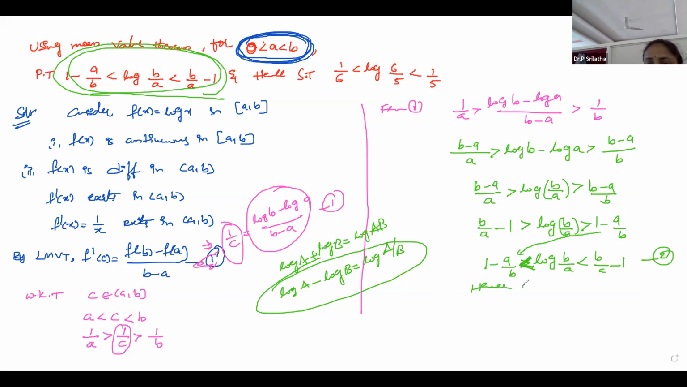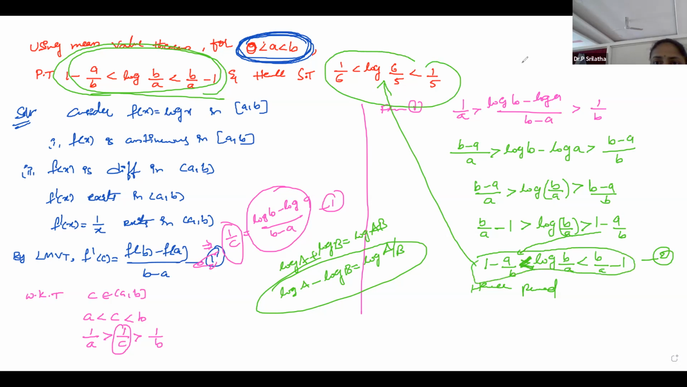Now for this, after hence proved, what is the a value and what is the b value? B value is 6, and a value is 5. You just have to compare this equation with this equation. From that, just comparing is enough. Here you have b and a, two values. So b is nothing but 6, a is nothing but 5, right?